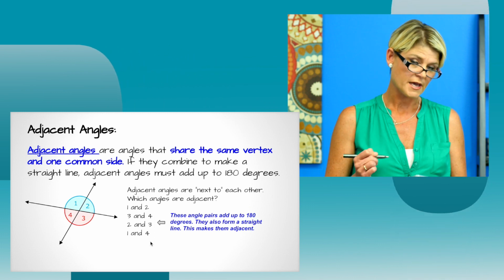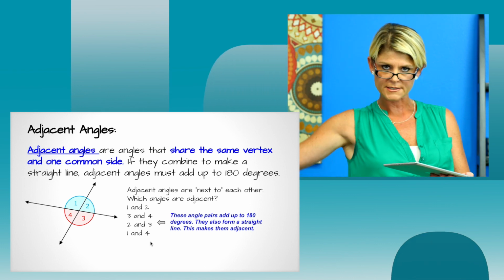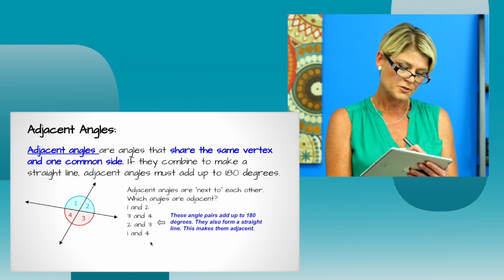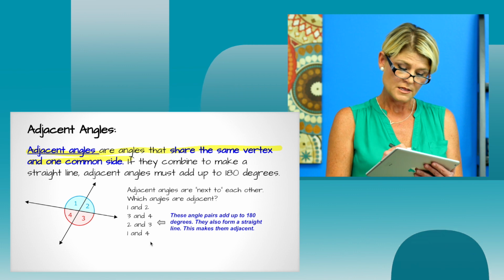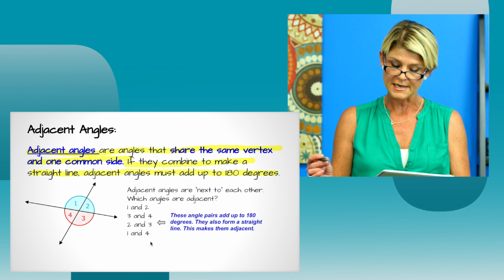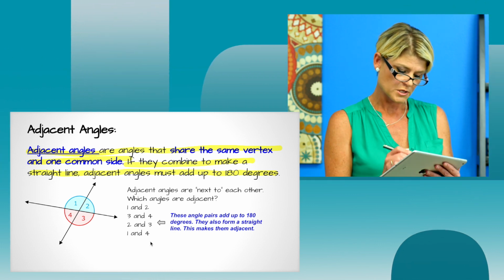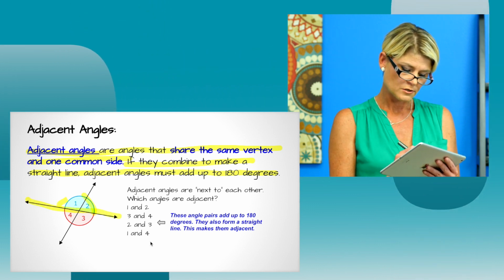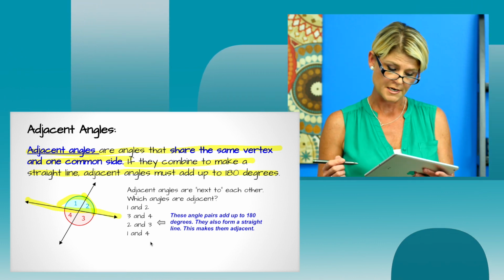The first way that we can do that is by knowing about adjacent angles. Adjacent means standing right next to you, right next to each other. So adjacent angles are angles that share the same vertex and a common side. If they combine to make a straight line, adjacent angles must add up to 180 degrees. Do you see some examples of this in the diagram below? I do. 1 and 2 are adjacent. They're right next to each other, and together they total 180 degrees.